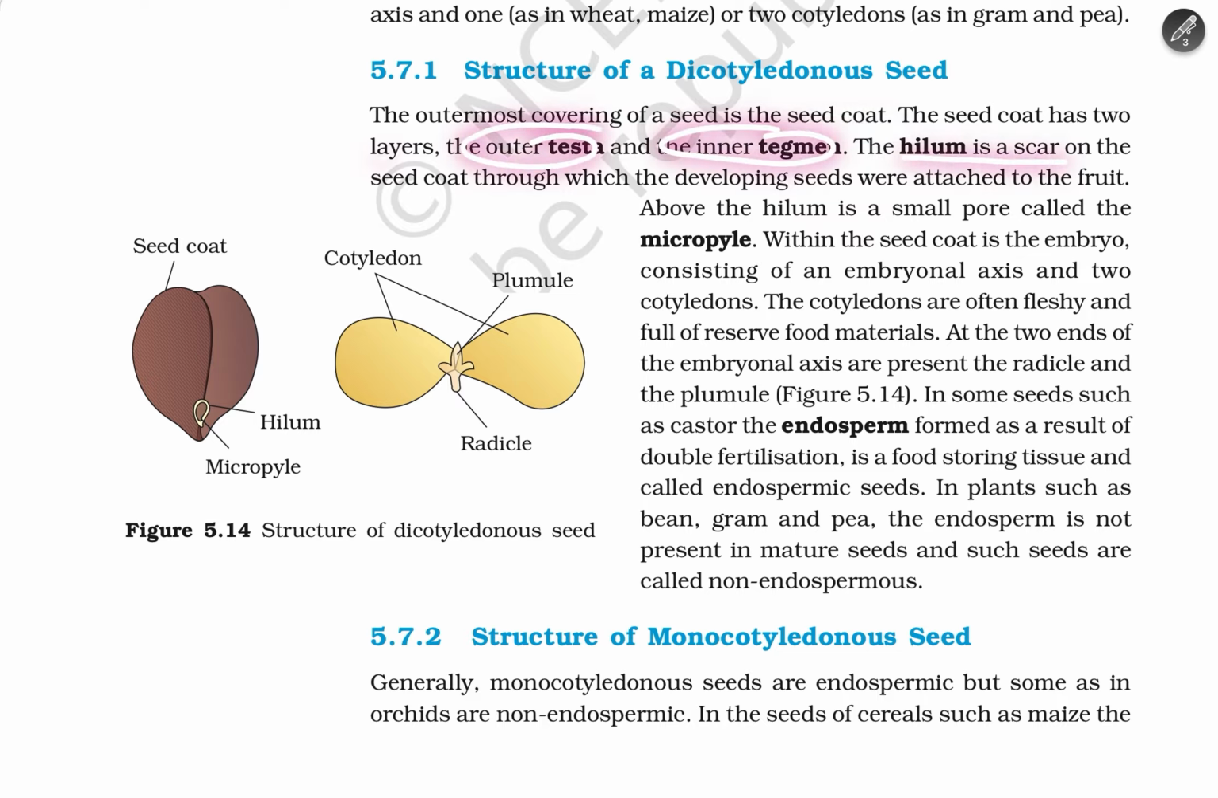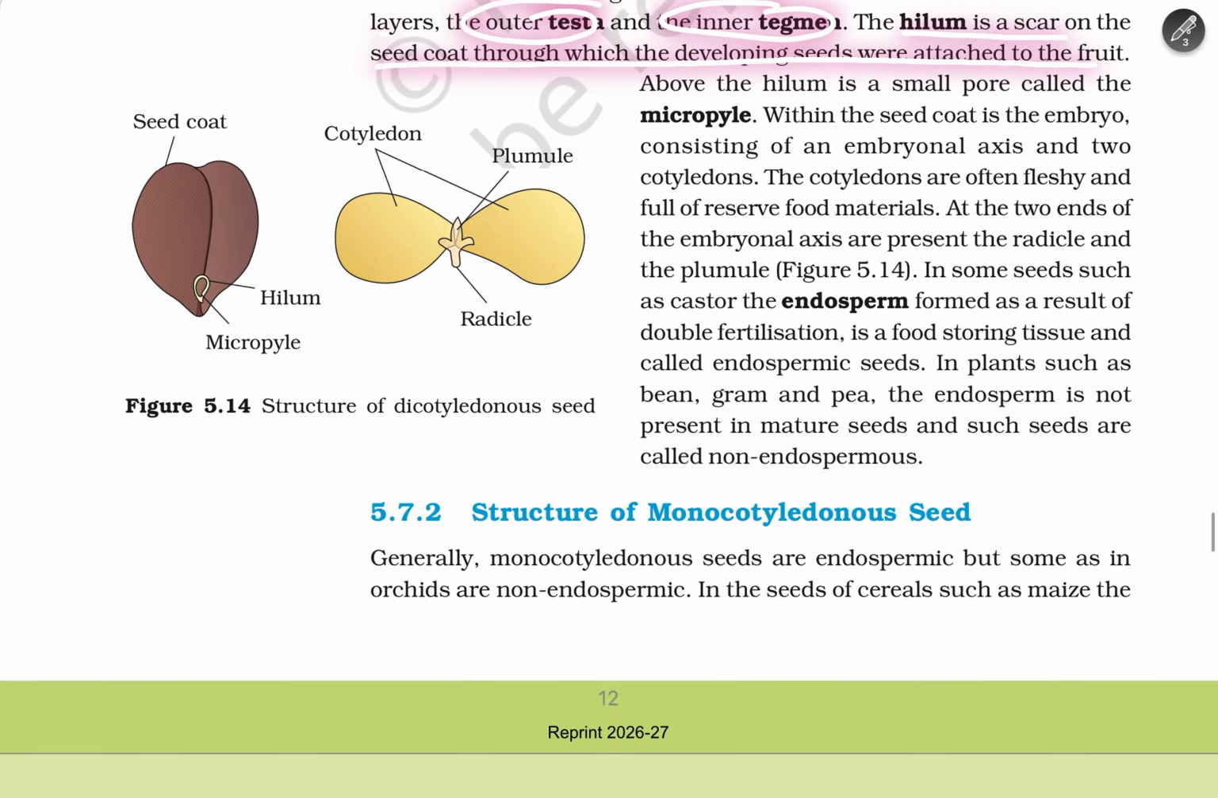The hilum is a scar on the seed coat through which the developing seeds are attached to the fruit. Near the hilum is a small pore called the micropyle. Within the seed coat is an embryo consisting of the embryonal axis and two cotyledons. The cotyledons are often fleshy and full of reserve food materials.